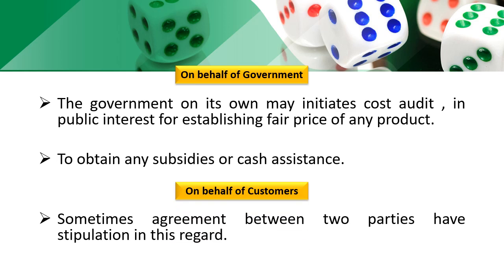Thereafter, there can be a cost audit conducted on behalf of customers. Why do customers order the cost audit? Sometimes the agreement between two parties has a stipulation in this regard. When any buyer and seller enter into an agreement, there can be a stipulation in their agreement for the conduct of cost audit, and in such a situation cost audit can be conducted.